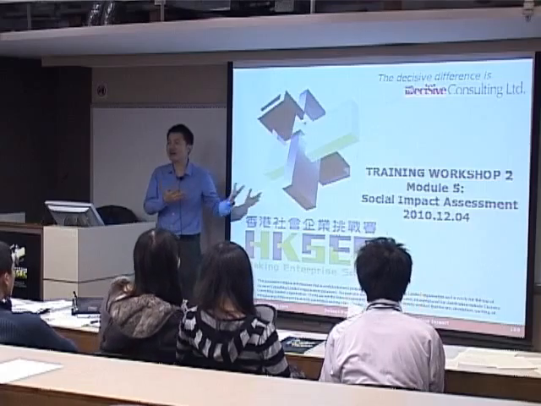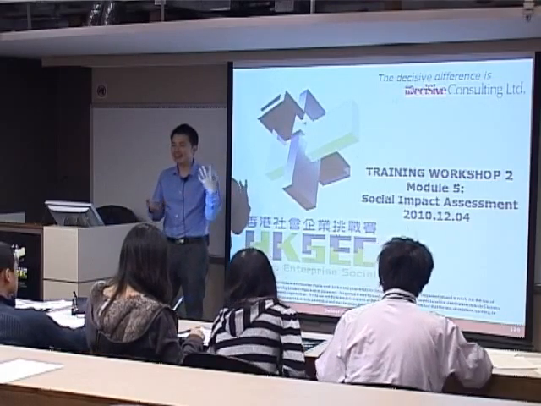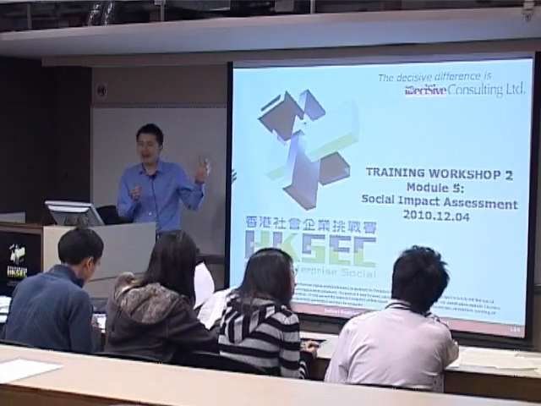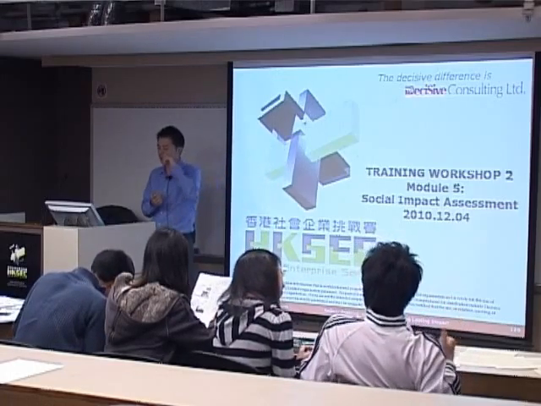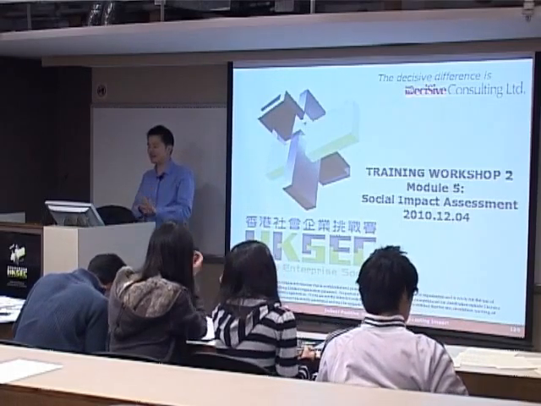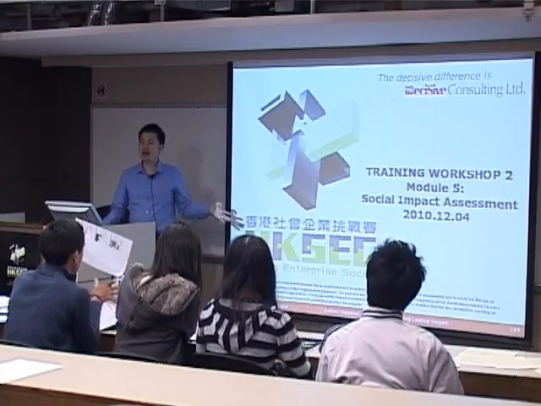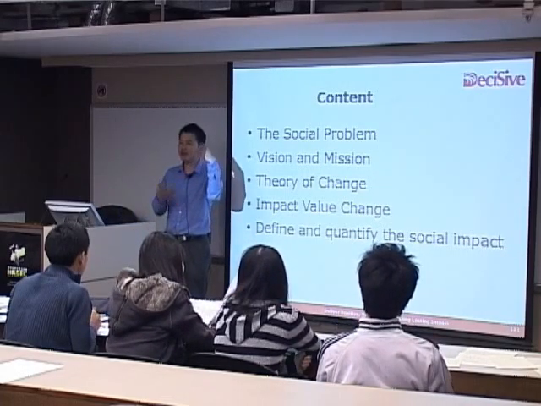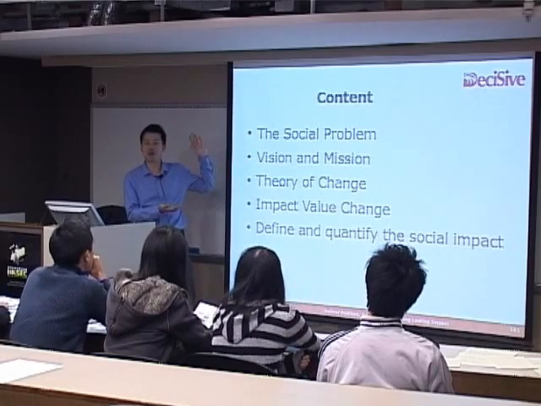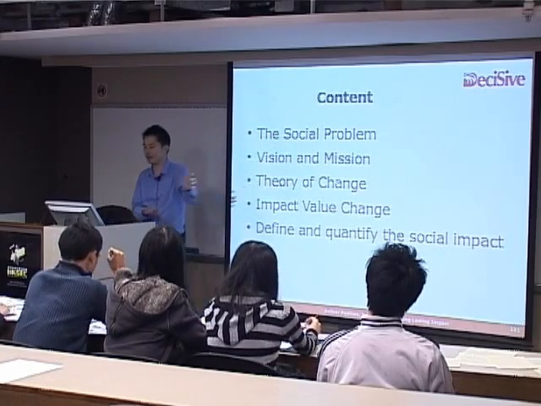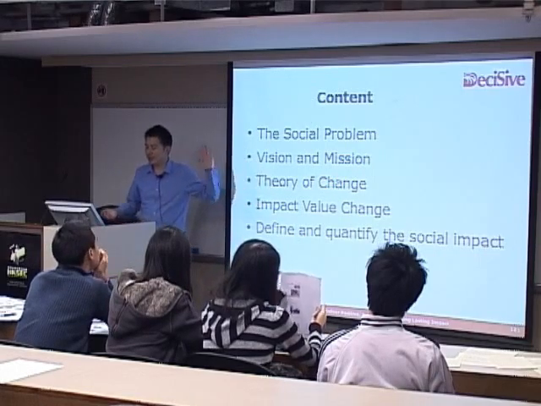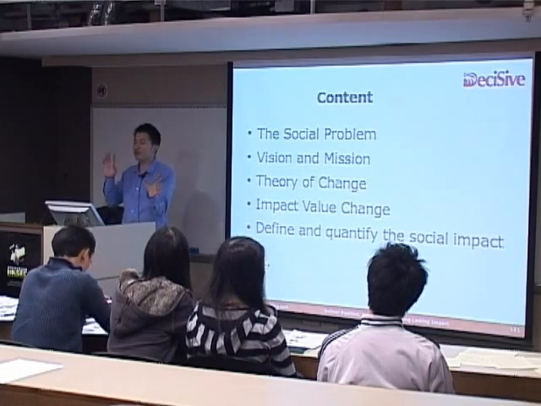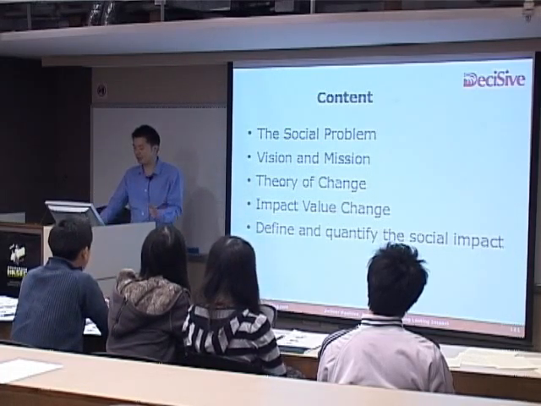And the final part of today's training is on social impact assessment, because we are doing the social enterprise thing. All the 4 sections that we covered are on the business side and the presentation skills. Social impact assessment. What are we trying to do? When you do your social enterprise, of course, apart from the business problem, state the social problems you are trying to address. Vision and mission, theory of change, and how the impact value changes. And then maybe if you can, try to define and quantify the social impact.